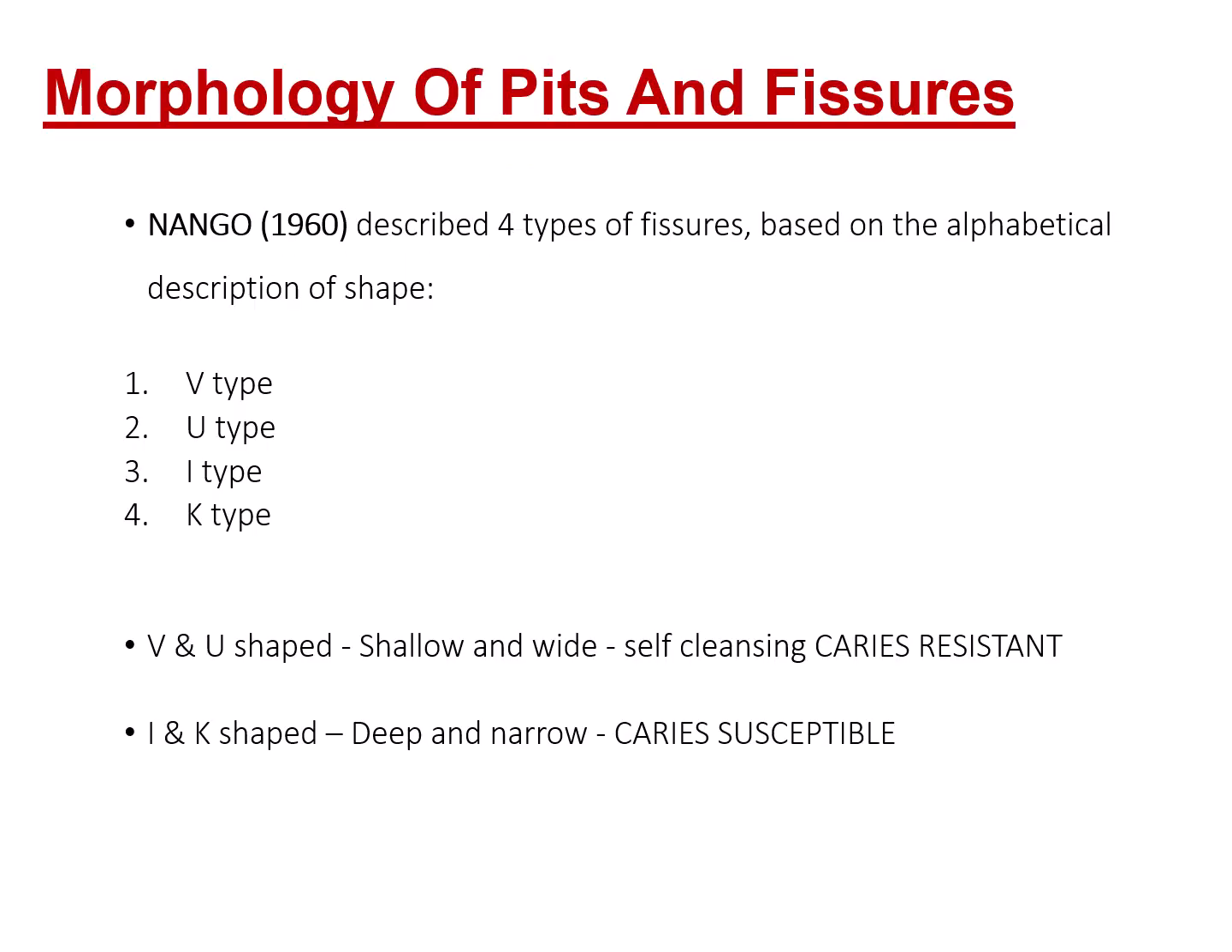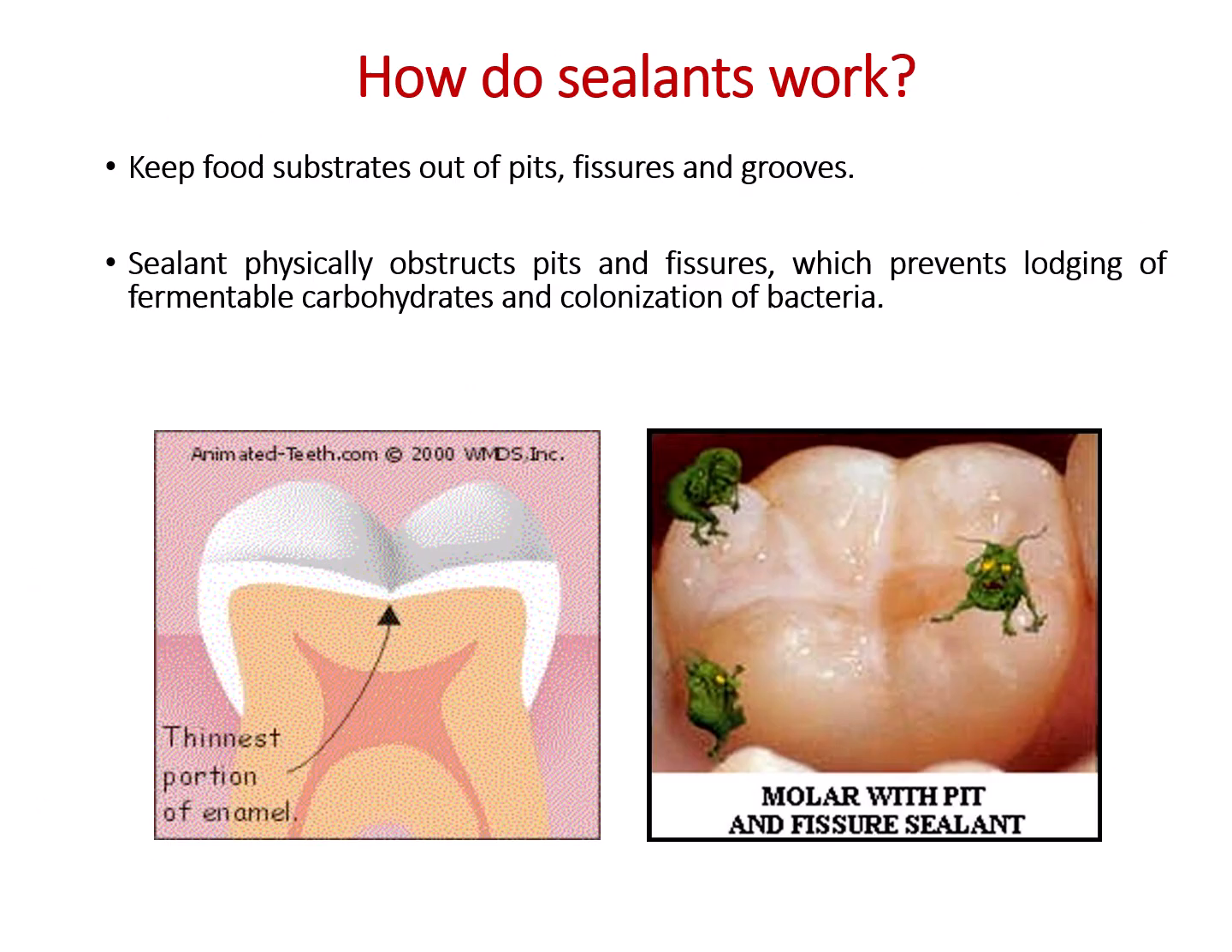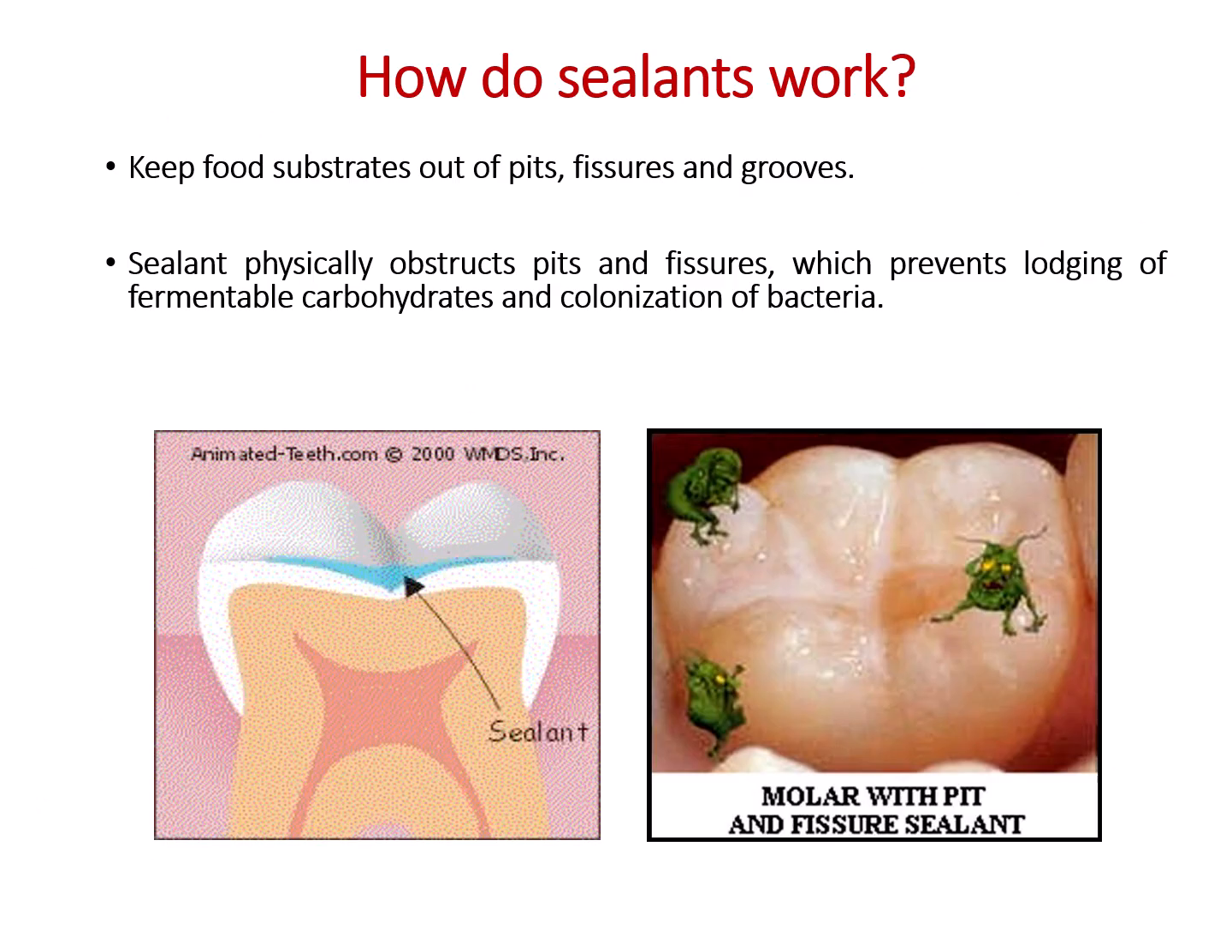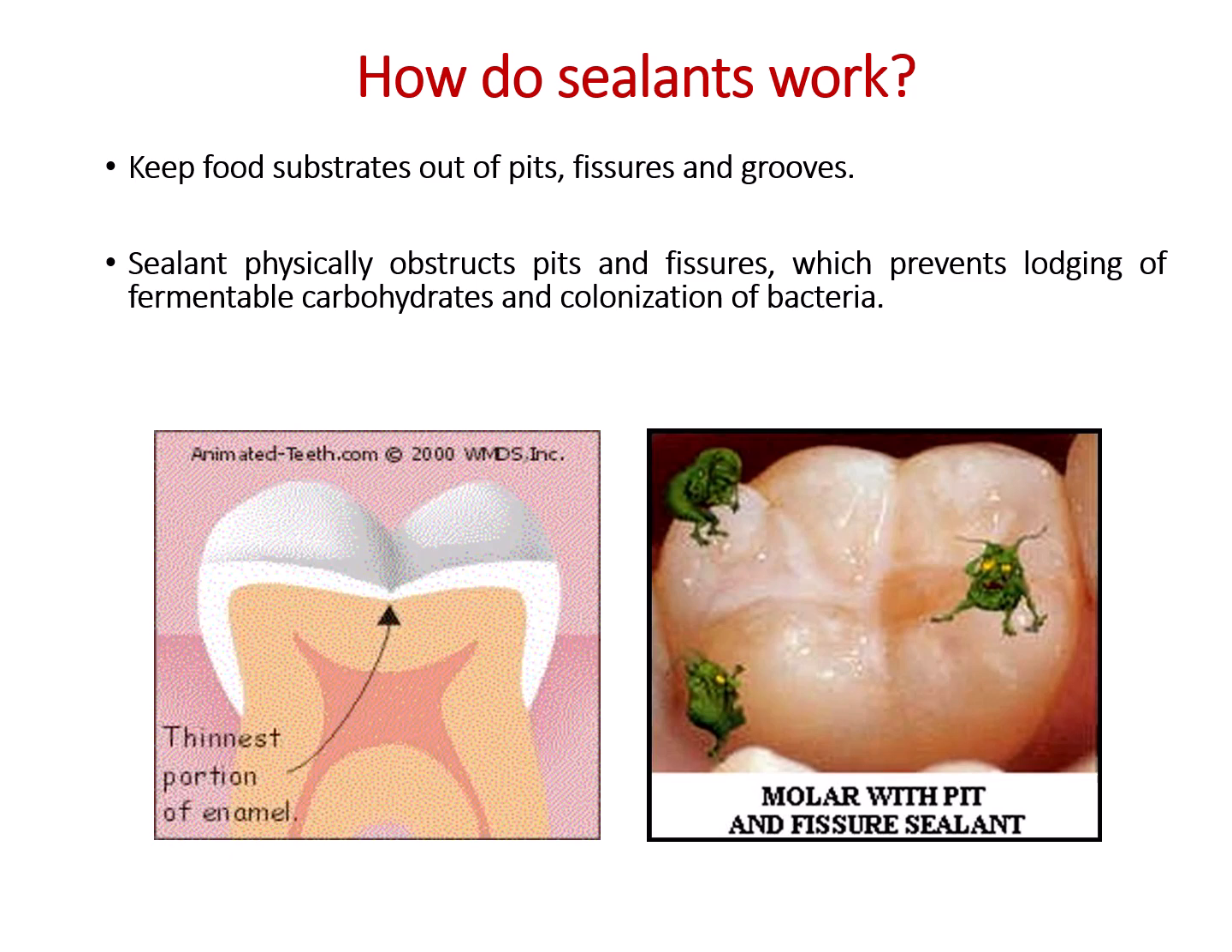Based on the morphology of pit and fissure, Nagano described four types of fissures: U type, V type, I type, and K type, where V and U are shallow and wide and tend to be self-cleansing, whereas the I type is deep, narrow, and constricted, and the combination of both, where the caries are more susceptible. So, how does this pit and fissure sealant work? They obstruct the pit and fissure, which prevents lodging of fermentable carbohydrates and colonization of bacteria.